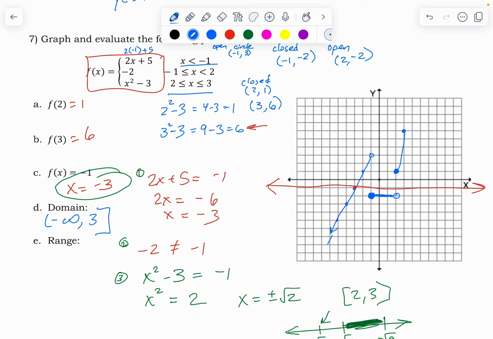My range, I go all the way down to negative infinity because of that arrow. And then I come up, and I see that I've got like a jump, but this piece is defined over here. So the highest that we ever get is we get to 6. We include 6, and then we're done.